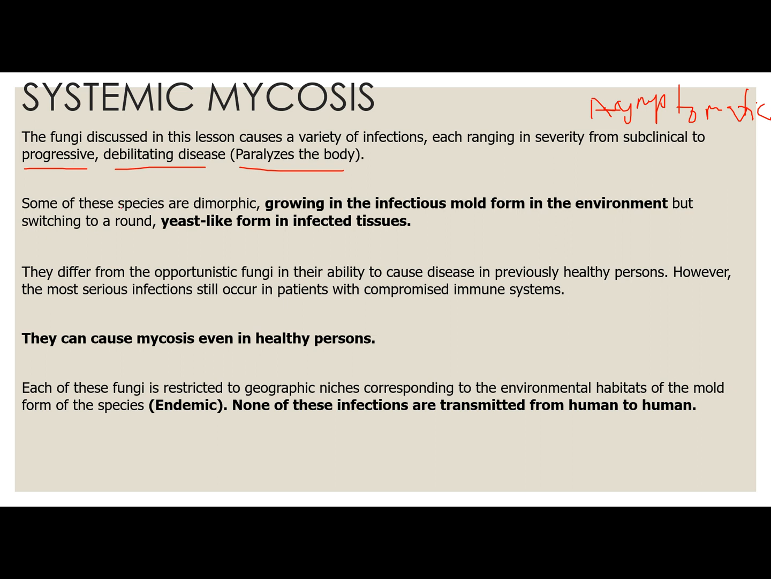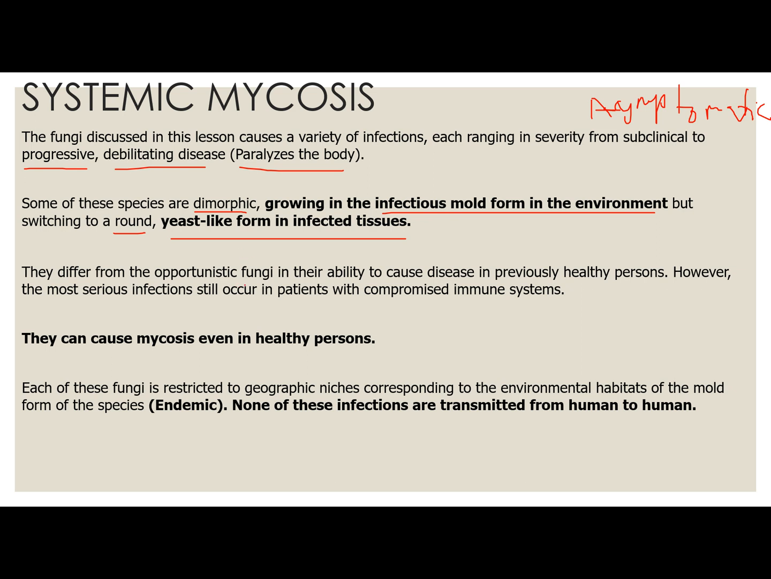Now, some of the species that we are going to discuss here, class, are dimorphic, meaning they would grow in infectious mold form in the environment, but would switch to a round yeast-like form in infected human tissues. So in the environment, class, they are in the mold form, but once they start infecting human tissues, they would morph to their yeast form.